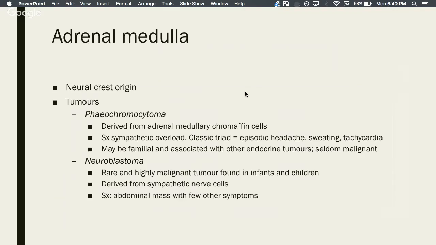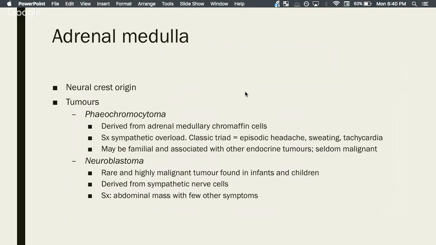In terms of the medulla, it's of neural crest origin, and it secretes your epinephrine, norepinephrine, and dopamine. But I think the main focus is really on your epinephrine. In terms of pheochromocytomas, they result in a sympathetic overload. You have headache, sweating, tachycardia, anything sympathetic. Pheochromocytomas produce very, very sympathetic driven symptoms.